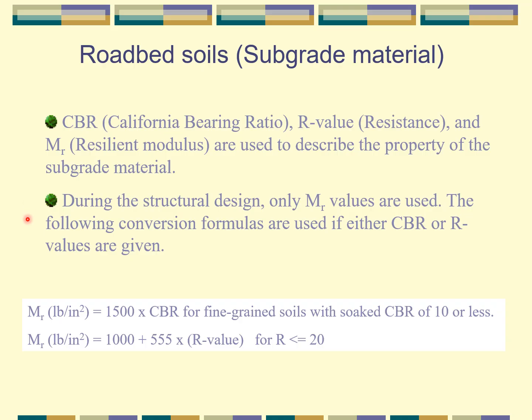The following conversion formulas are used if either CBR or R values are given. So you can see in this particular formula, you can get the modulus of resilience if the CBR is known to us. And this formula will be used when R value is given. But in these two formulas, you can see that here the CBR is for fine-grained soil which soaks CBR of 10 or less. And here this R value, that means the R is less than or equal to 20. In that case, you can use this formula.